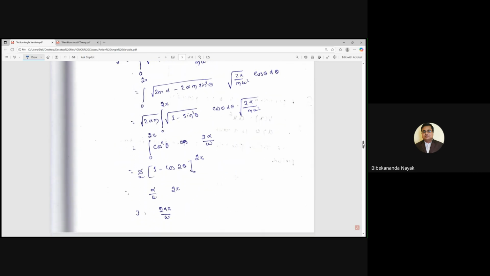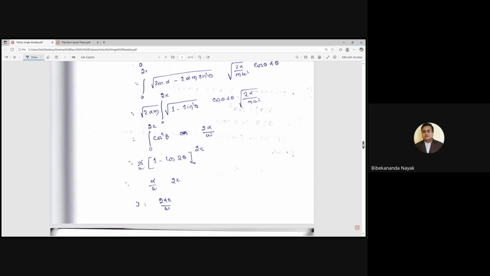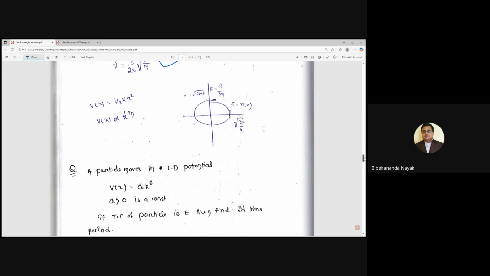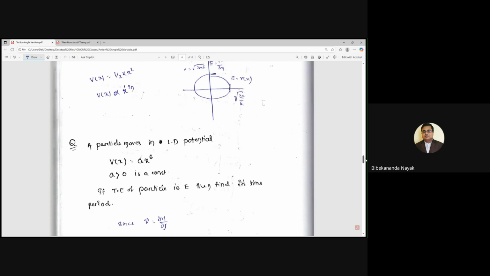The J value will be 2 pi alpha by omega. So alpha is H, so J is equal to 2 pi H by omega. Putting nu is equal to del H by del J, we found here nu is equal to omega by 2 pi, or nu is equal to 1 by 2 pi root over k by m. The general formula you already know. Generally we use this in our problems.